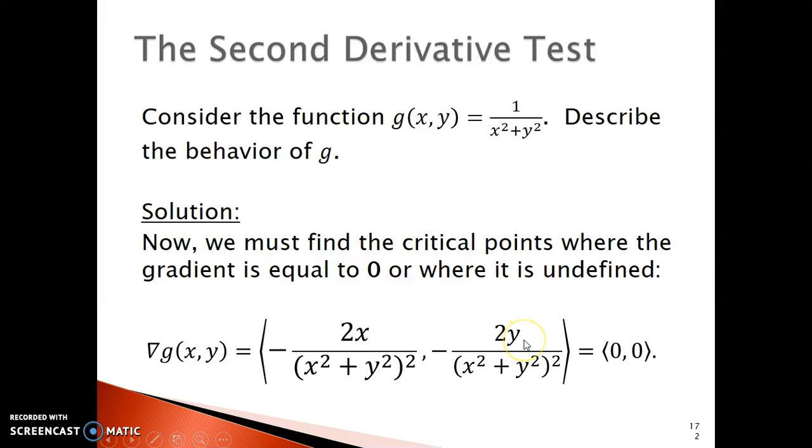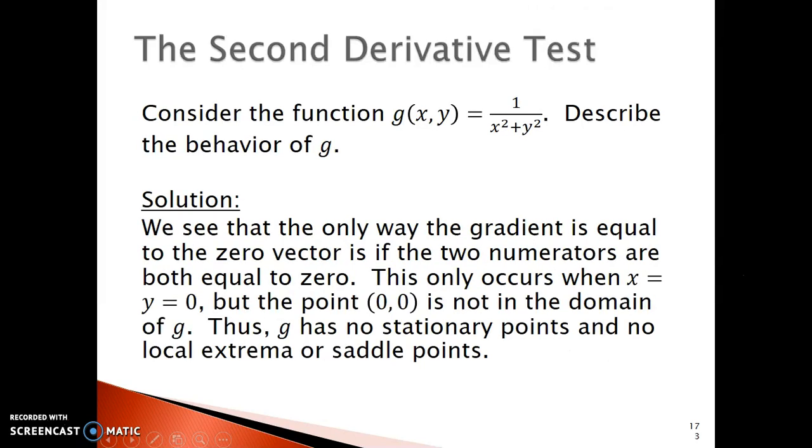If we make x and y both be 0 in order to get the numerator 0, it also, at the same time, makes the denominators equal to 0, and therefore the point 0, 0 is not even in the domain of this function if you go back and look at it. So 0, 0 is a place where the gradient is undefined. It is a critical point, but that point is actually not in the domain of the function. And since that is the only critical point, g has no stationary points, and therefore no local extrema or saddle points.